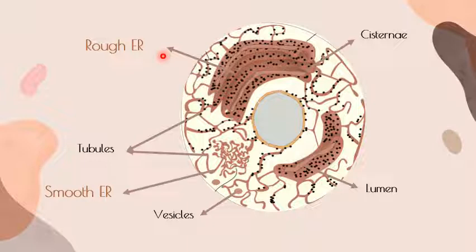The other type is the smooth endoplasmic reticulum. From its name, it's smooth, so it doesn't have any ribosomes. What's its function? As long as it doesn't have ribosomes, it doesn't function in protein synthesis. Its main function is lipid metabolism, especially mitochondrial and peroxisomal membrane lipid synthesis. It also functions in the detoxification of some drugs.